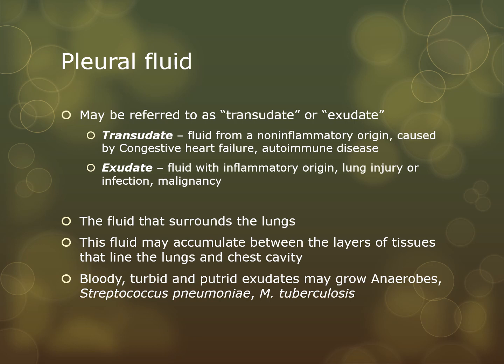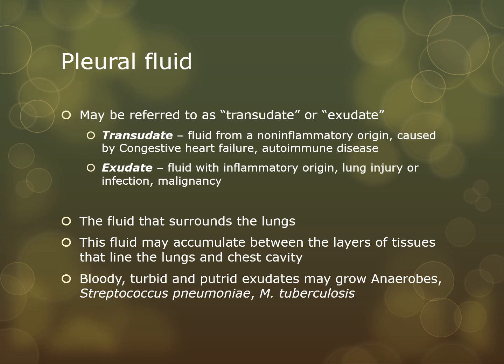Pleural fluid is the fluid that surrounds the lung, and it may be referred to as a transudate or an exudate. And honestly, for laboratory purposes, we don't necessarily care, but a transudate is fluid that comes from a non-inflammatory origin caused by congestive heart failure or autoimmune disease, whereas an exudate is a fluid with inflammatory origin, a lung injury, or infection or malignancy. Usually a transudate is from a systemic issue. There's more fluid that is formed and less is absorbed, such as heart failure and cirrhosis.